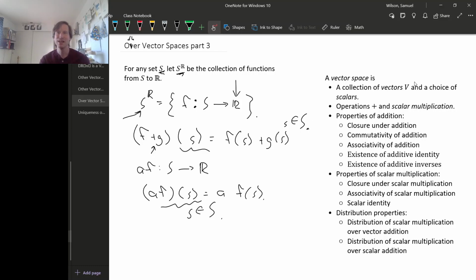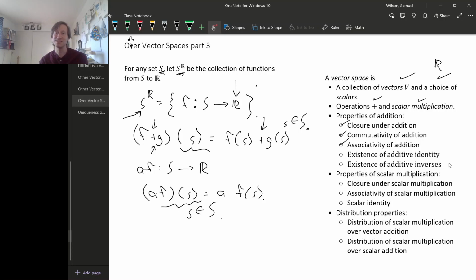So let's check. We have a collection of vectors, we have a choice of scalars. The scalars are just the real numbers again. We have an addition and a scalar multiplication. Is it closed under addition? Well, if you add two functions, you get a function, so yes, definitely closed. Is addition commutative? Well, it's automatically commutative because addition for functions is defined in terms of addition for real numbers, but addition for real numbers is commutative, so we get commutativity for free, same for associativity.